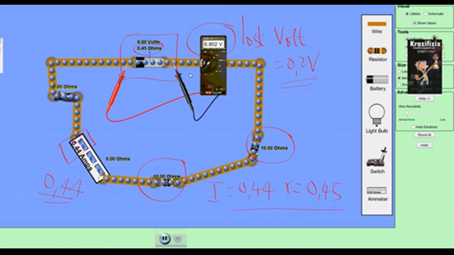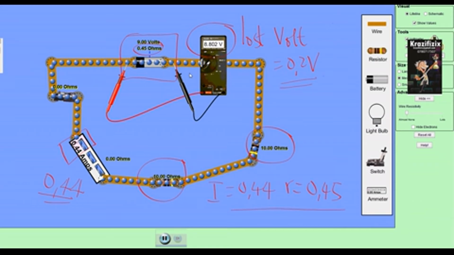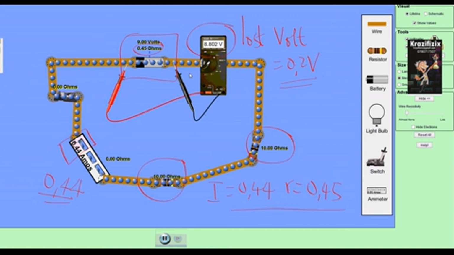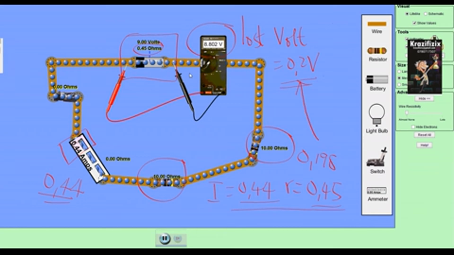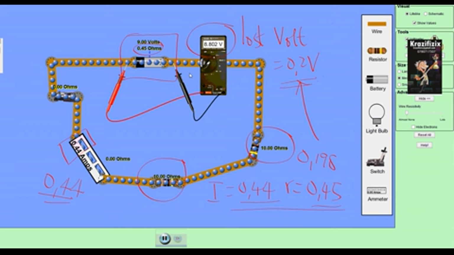get your calculators and let's calculate together. What will be our lost volt? Remember, our lost volt is V equals IR. So all we need to do is multiply this I, which is 0.44, and 0.45. And what are we going to get? 0.198, which is your 0.2. Beautiful stuff. Absolutely beautiful.